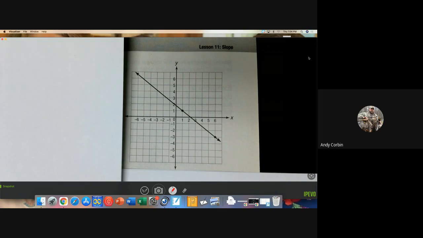Can you rise when you go down too? If you went straight down, would you still rise right there? Same rise thing, you can go down. What does that make the sign? Negative. There you go.